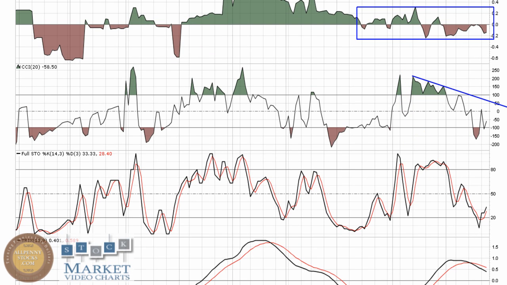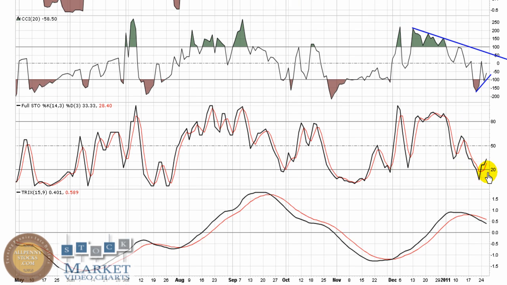We'll look for the CCI to be something along those lines. We want to see that trend line get broken. See it starting to trend back up. We'll look for this to break through zero, break that trend line, again showing a lot of strength and momentum in the stock.